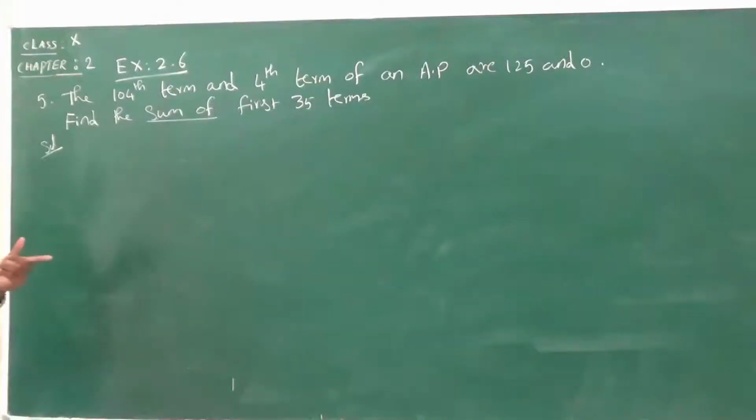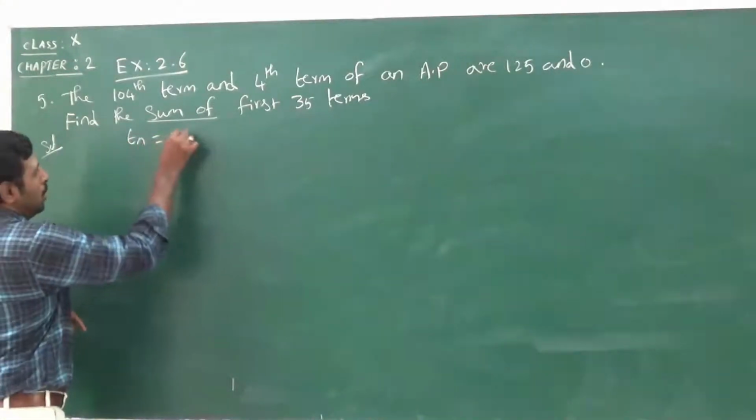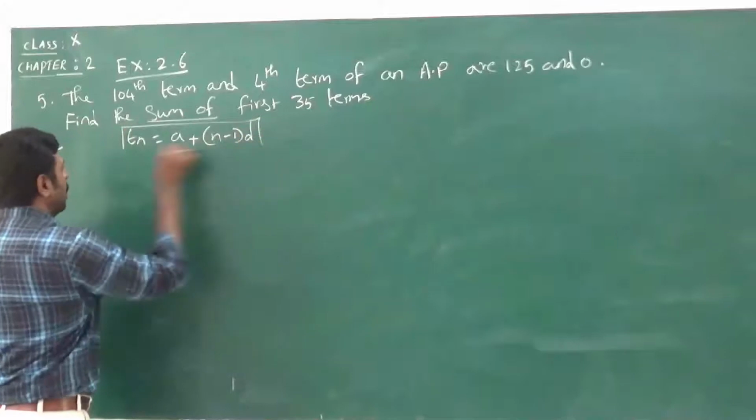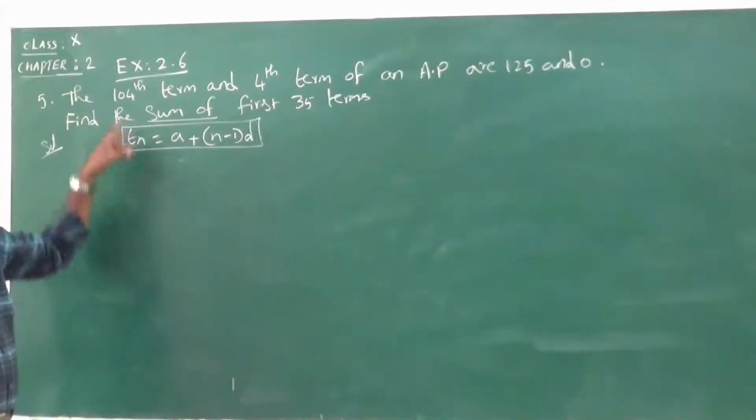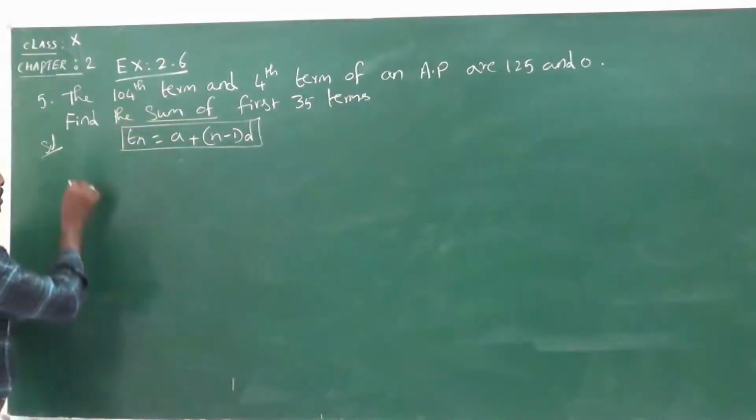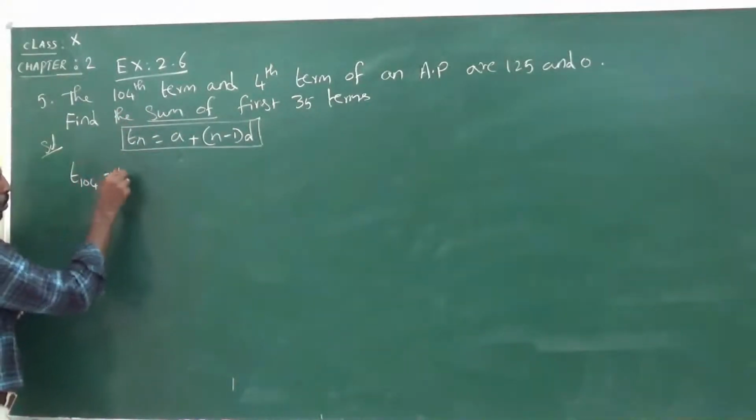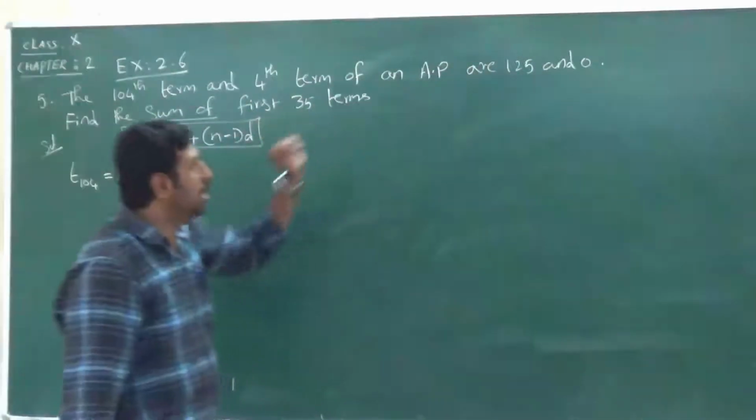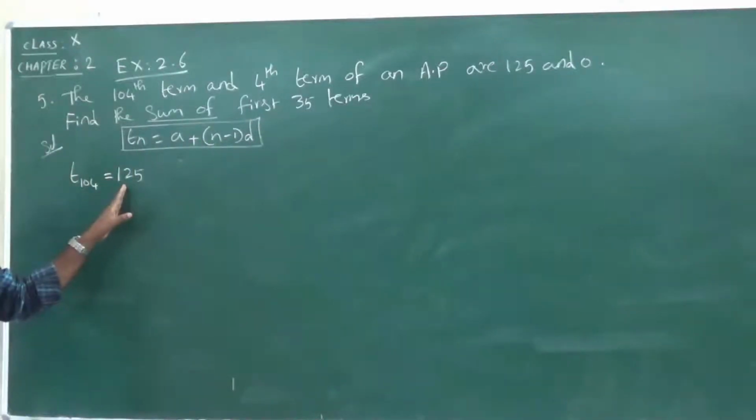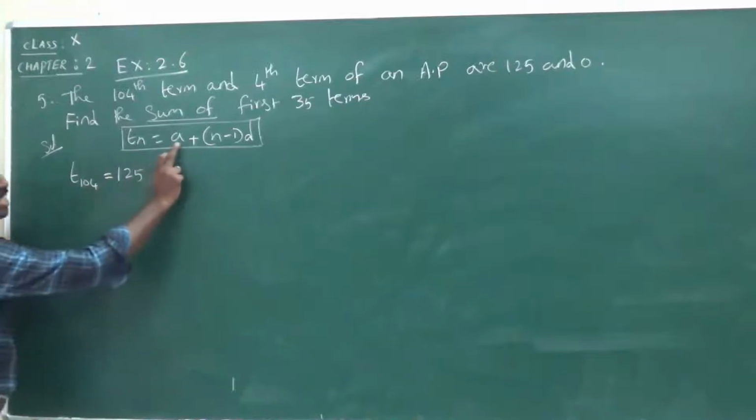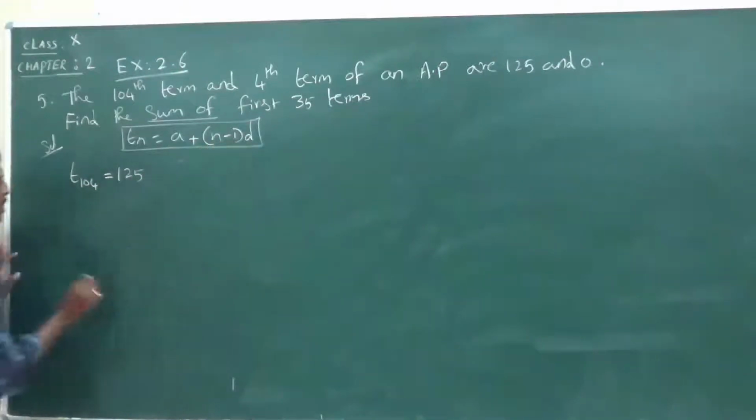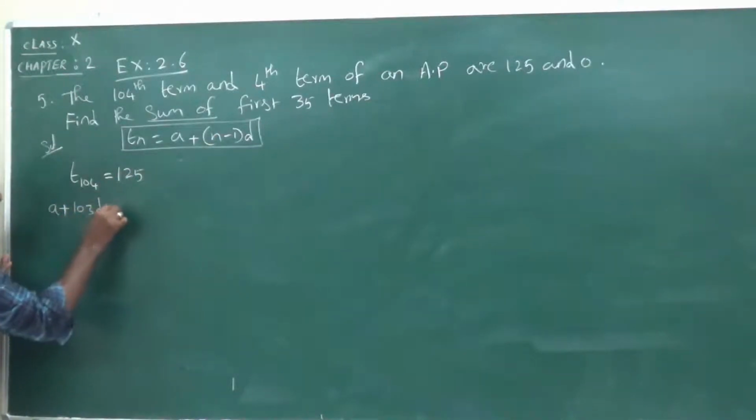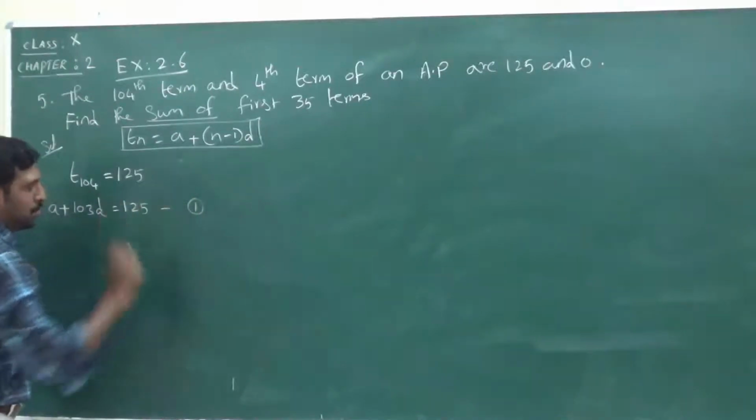We know that in AP, the general term of AP is Tn is equal to a plus n minus 1 into d is the formula. Here, the 1/4th term is given, which means the term T 1/4 is equal to 125. So 1/4th term I take as 125, which means here 1/4 can be written in the form a plus 1/4 minus 1, that is a plus (1/4 minus 1) is 103, d is equal to 125. I take this as equation number 1.